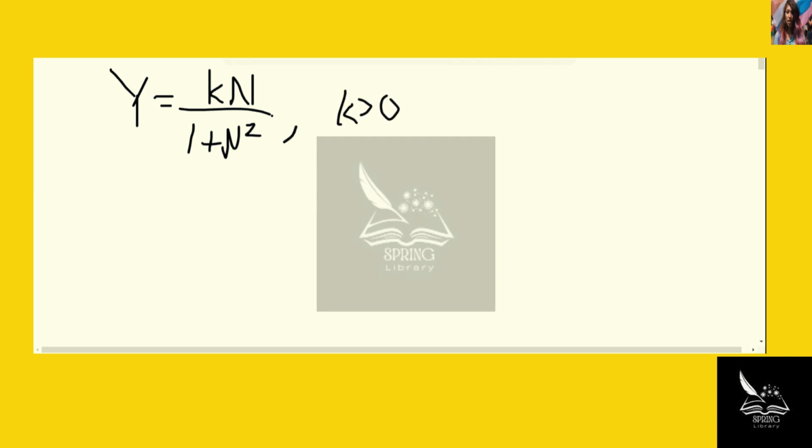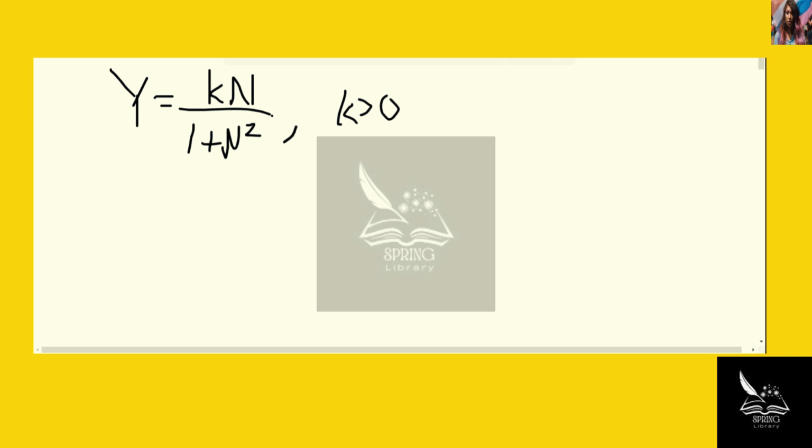We're given a model used for the yield y of an agricultural crop as a function of the nitrogen level N in the soil. This model is y equals k times n over 1 plus n squared, where k is some positive constant. We're asked what nitrogen level will give us the best yield.